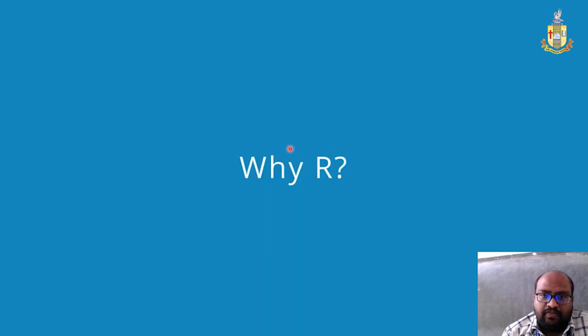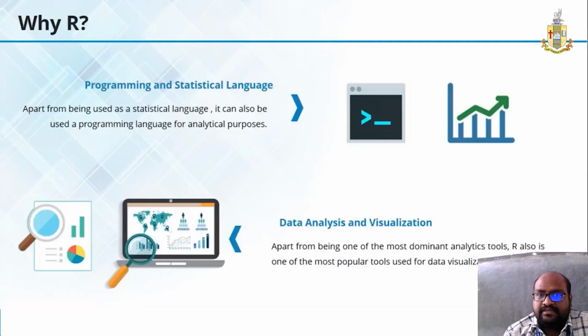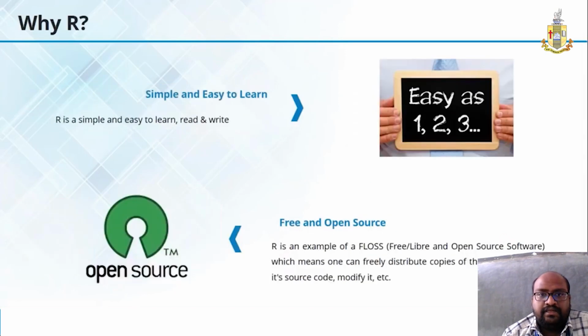So the next question is: why are we going to use R? I have some answers. It is a programming and statistical language, that is why we depend on R. Next, it is used for data analysis and visualization, and it is pretty easy. That is the third point. It is simple and easy to learn, and the most important thing is that it is open source. This software is open source; we can download it from the website for free, install it, and use it. For that purpose we are going for R.